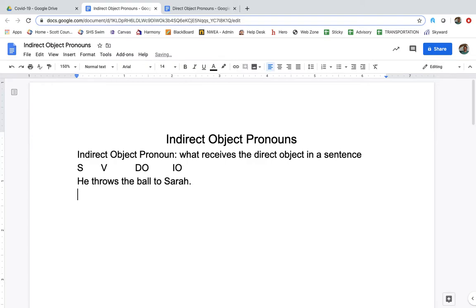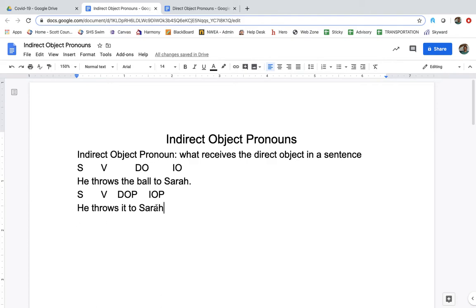If we were to replace Sarah with an indirect object pronoun, that sentence would be, he throws the ball to Sarah. If we wanted to, we could also replace our direct object with a direct object pronoun, it. He throws it to Sarah. Subject, verb, DOP, IOP. Indirect object pronoun, direct object pronoun. He throws the ball to Sarah.